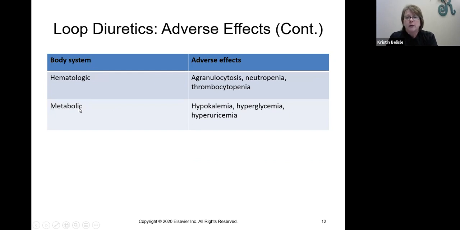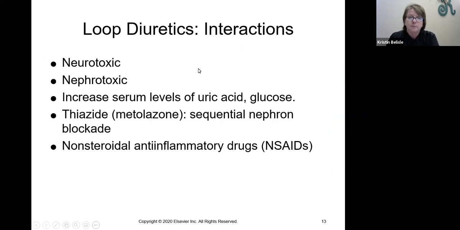It also affects the metabolic system, and that is where I want us to focus. It can cause hypokalemia, low potassium, hyperglycemia, high glucose, and hyperuricemia. So when we're looking at that, this can happen. Also with our blood, we can have thrombocytopenia or neutropenia and agranulocytosis. So it's important that you understand that these things can happen to the body when we take a loop diuretic. These are adverse effects.